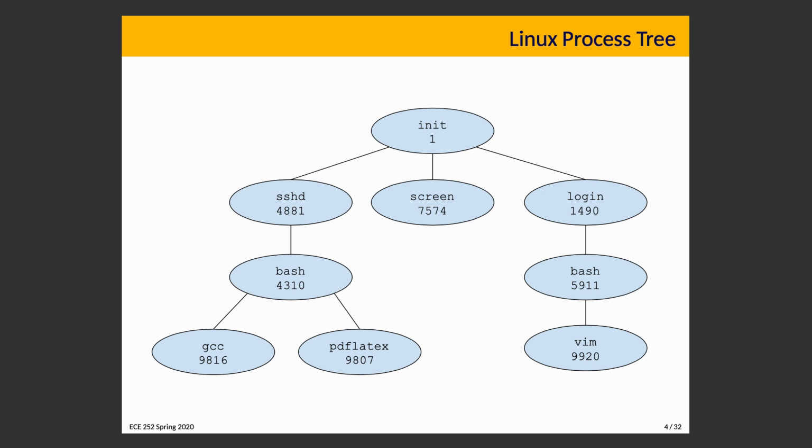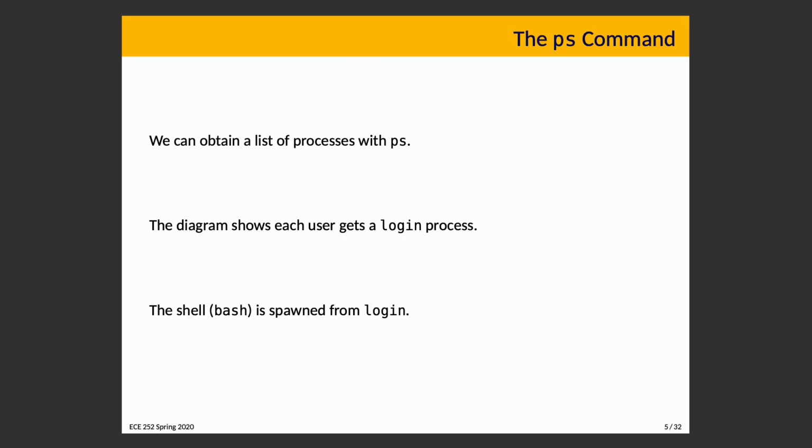Okay, and it is usually the case that when you log into the system, this generates a login process, and the user's shell, which could be bash, could be C shell, could be anything else, is spawned from login. If you log in on the console, on the left side, it's spawned as a child of the secure shell daemon if you logged in remotely, and all of those things are processes, and they have this particular hierarchy. You can obtain a list of processes with the ps command, and this will show you what is actually going on, and we'll do that very shortly.